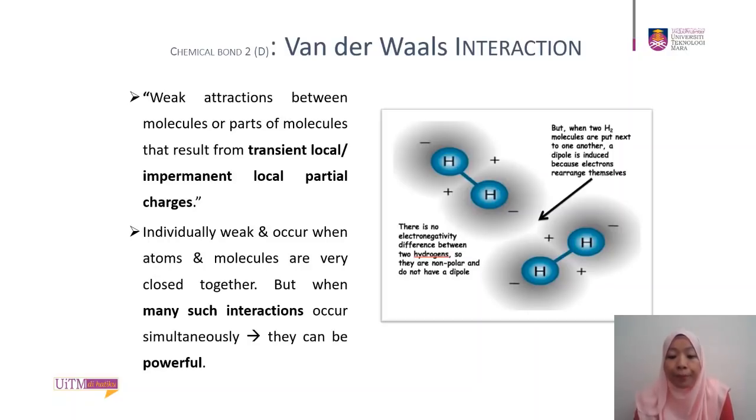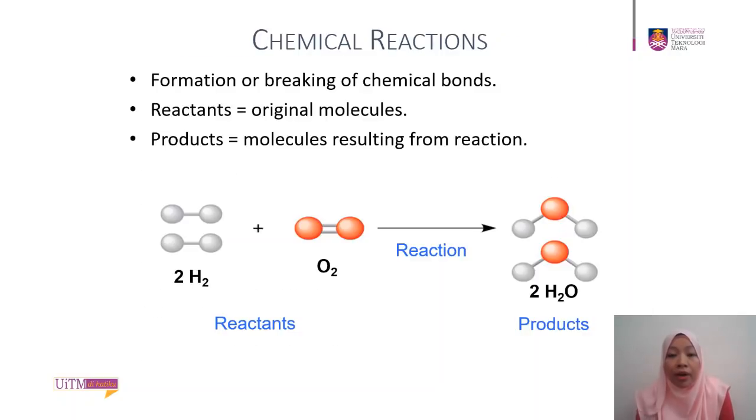Okay. All right, next we move on to the chemical reaction. So what is a chemical reaction? It's actually the formation or breaking of chemical bonds, whether we form new products or we break the reactants. Reactants are the original molecules and products are the molecules resulting from the chemical reaction. So here are the reactants: two hydrogen molecules and one oxygen molecule.